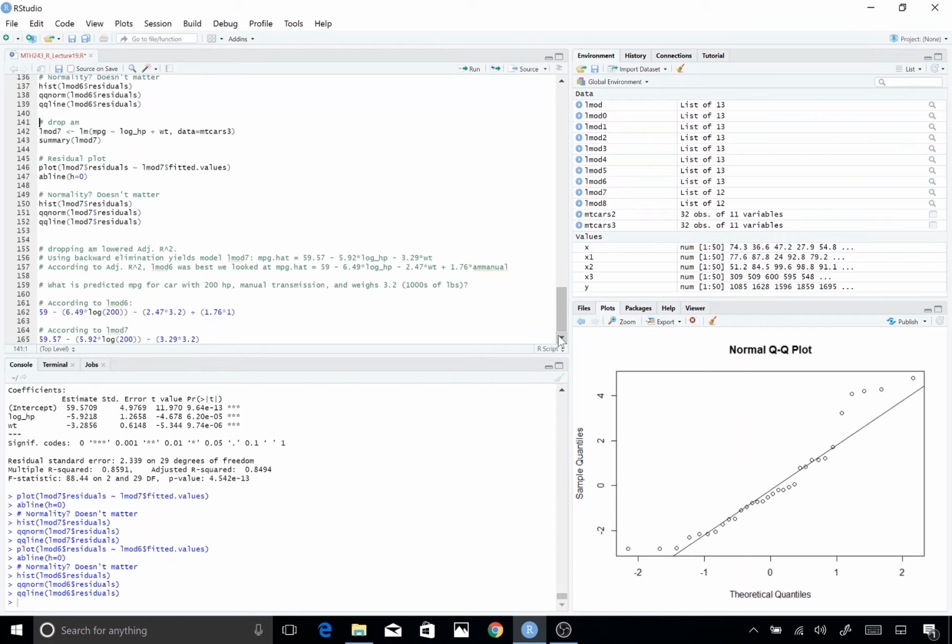Finally, here's how to use these. If you're given the following information about a car, 200 horsepower, manual transmission, and it weighs 3.2 thousand pounds, the units for weight are thousands of pounds, then for model 6, it is 59 minus 6.49 times the log of 200. Remember, I have to take the log of horsepower, minus 2.47 times 3.2 plus 1.76 times 1 because it's a car with manual transmission.